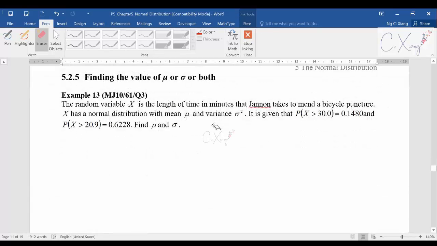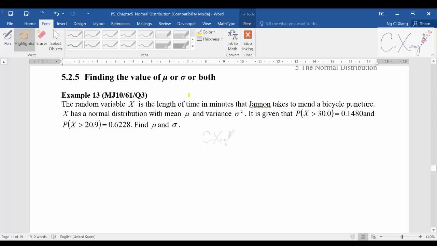Find the value of mu or sigma or both. For examples 11 and 12, you apply the normal table in a reverse way once. For examples 13 and 14, you need to use the normal table in a reverse way twice in one particular question. That means it is slightly harder compared to the previous ones. So again, let us have a look at the question here.